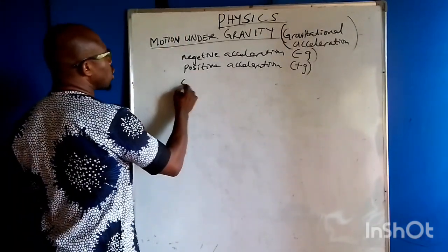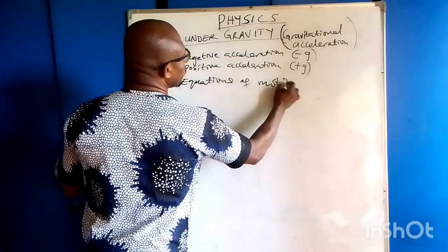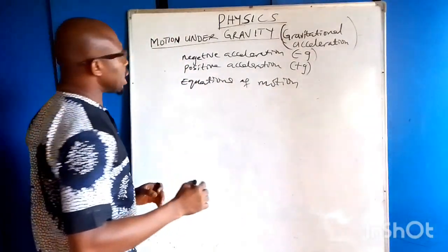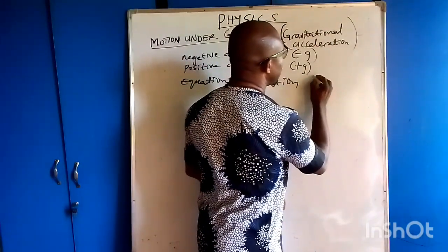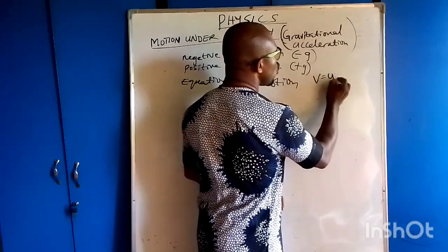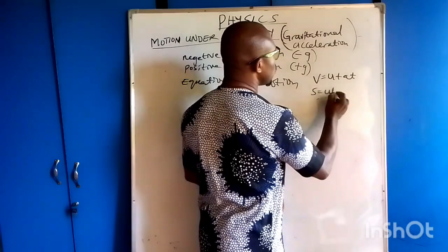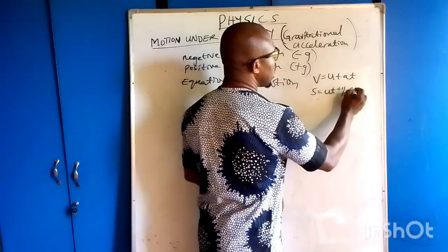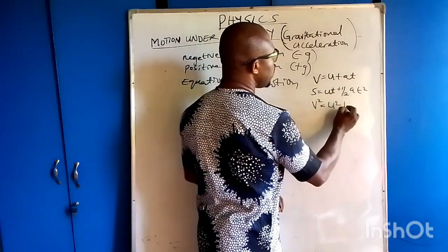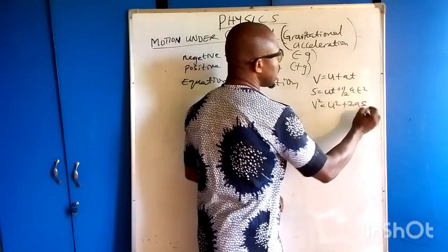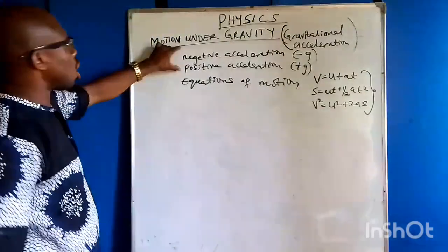Now, I want us to look at the equations of motion under gravity. They can be gotten from the equations of motion. Remember, from our previous class, we generated the equations of motion. The first one: v is equal to u plus at. The second one gave us s is equal to ut plus half at squared. The other one gave us v squared is equal to u squared plus 2as.